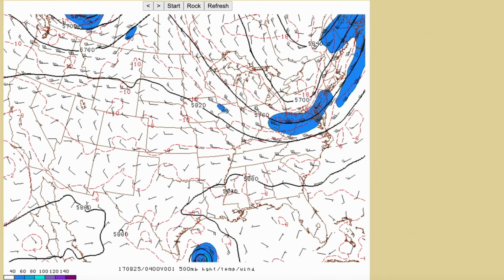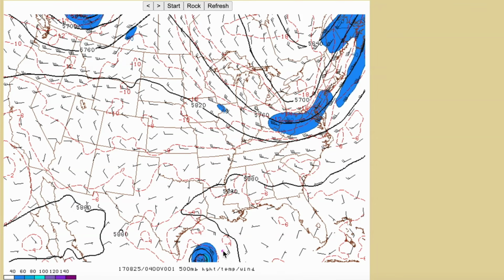And sometimes the steering currents break down, causing the hurricane to move very, very slowly or even stall out completely. This is Hurricane Harvey from 2017. We all know what happened with Hurricane Harvey. It basically sat there along the southeast Texas coast and dumped 50, 60 plus inches of rain in the Houston metro area. That was because the steering currents broke down.